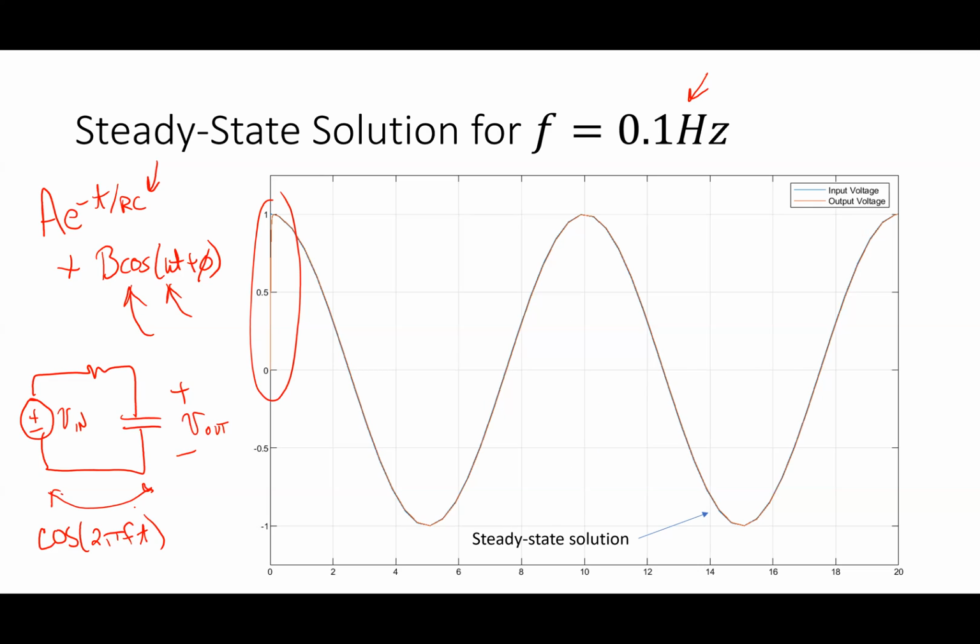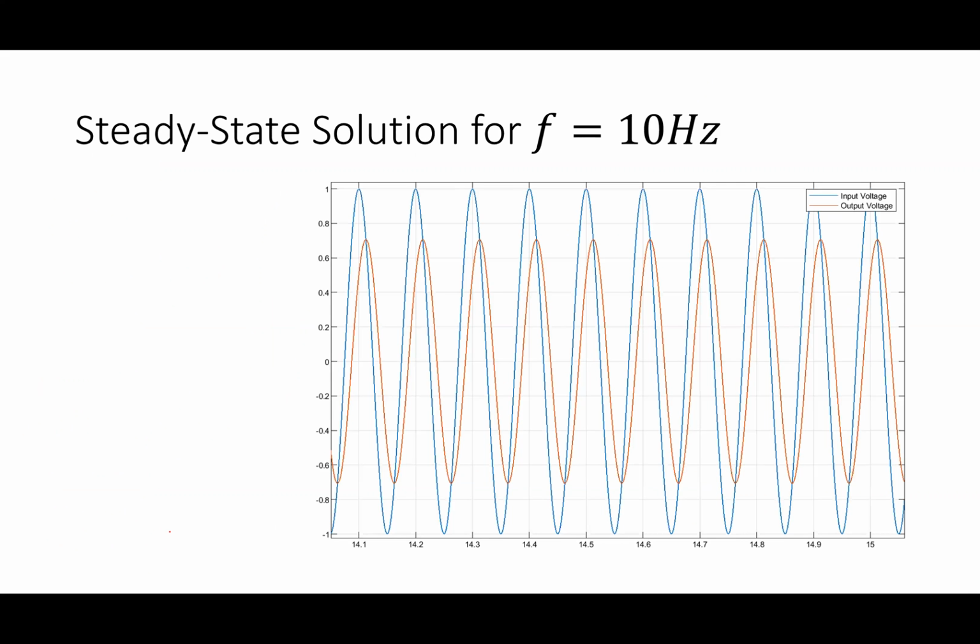So what I did is I took this f here and I increased the f from 0.1 to 10. What do you notice there? They're not in phase anymore. Phase shift. The phase shift is clear. Yeah, phase shift, and it's also attenuated, right? The amplitude has changed. There's a shift and a scaling, right?